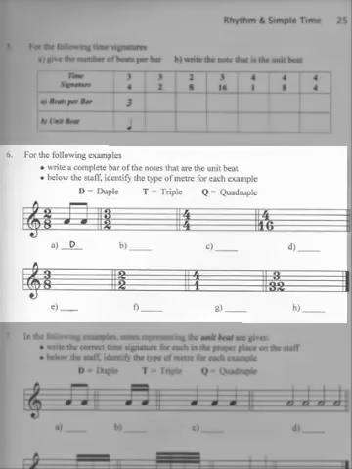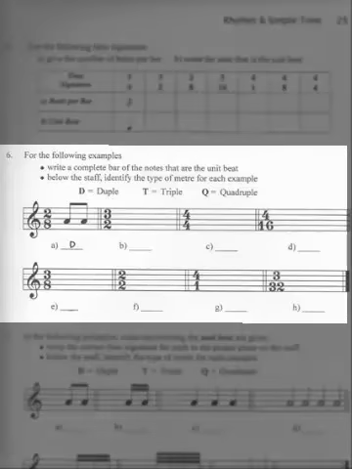Number 6. For the following examples, write a complete bar of notes that are the unit beat. Below the staff, identify the type of meter. Is it duple, triple, or quadruple? Remember, the duple is 2. It means you're going to have a 2 on the top. Triple means you're going to have a 3 on the top. And quadruple means you're going to have a 4 on the top.